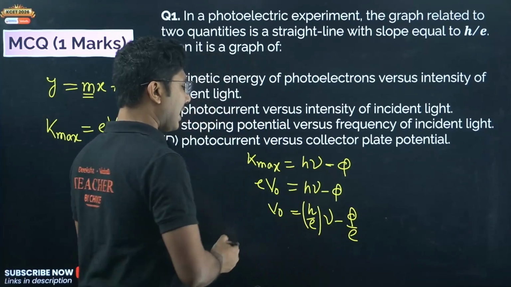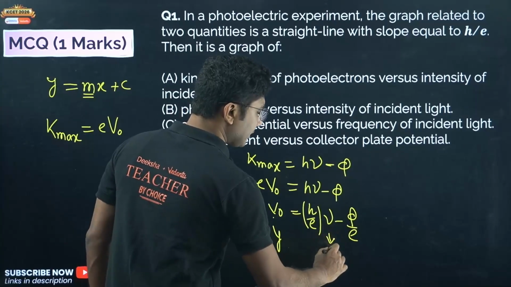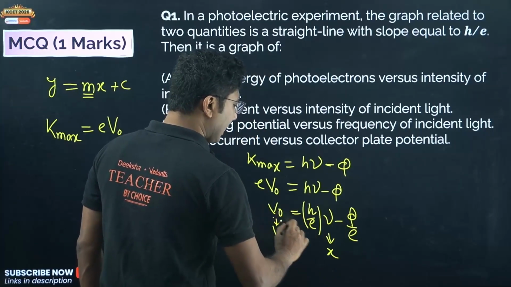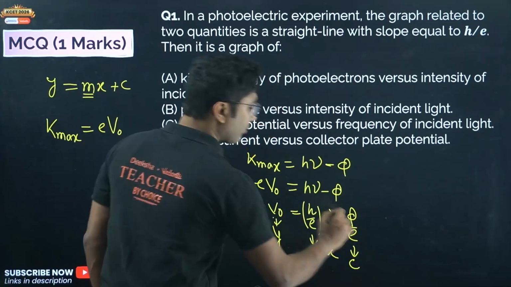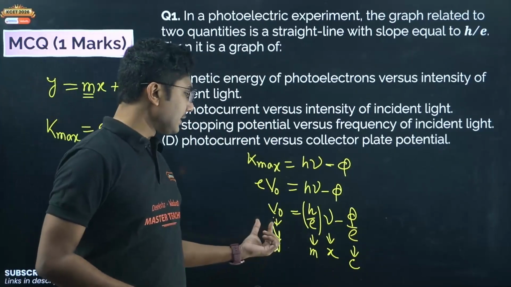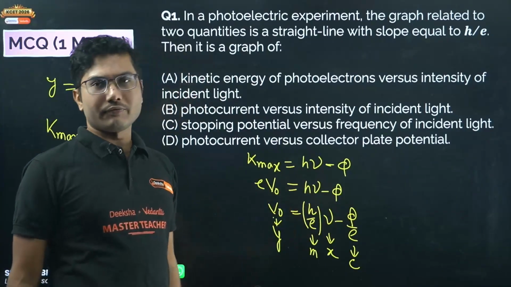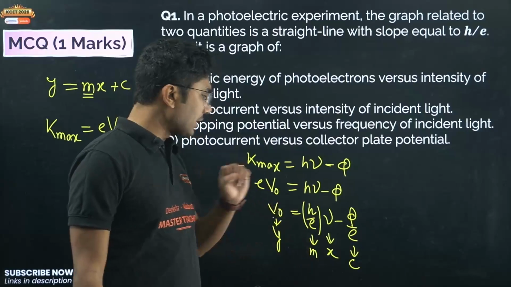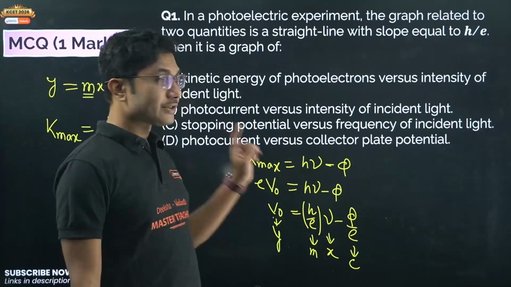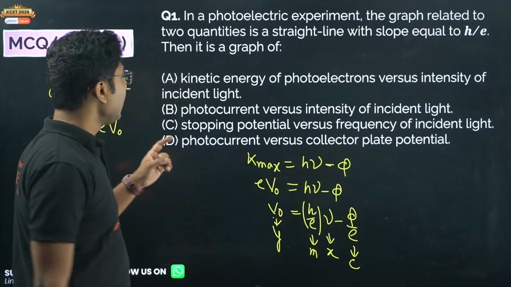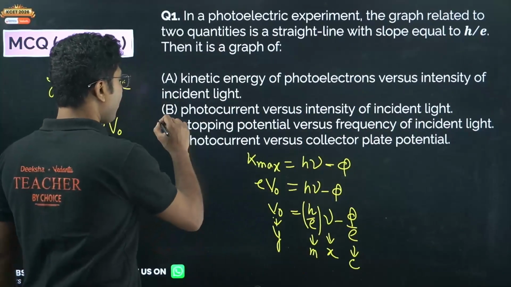Okay, so if this quantity is represented by y and this quantity is represented by x, then we can say that this is our slope and this is our intercept along with the sign. So this is y = mx + c, where c = minus phi by e. So from here we can say that the graph is stopping potential versus frequency of the radiation. Okay, stopping potential versus frequency of incident light. So the correct answer is option C.